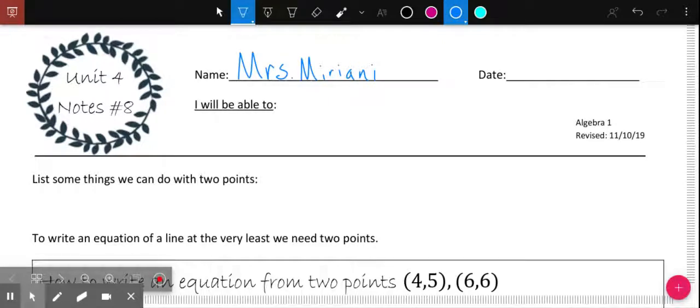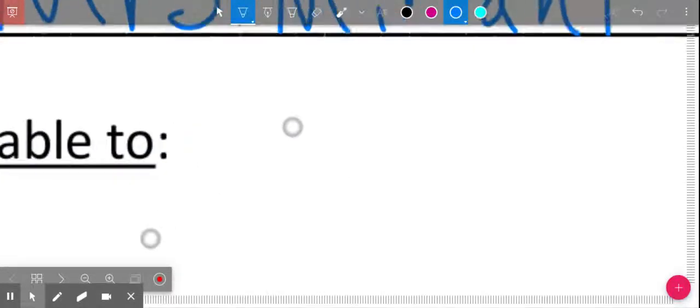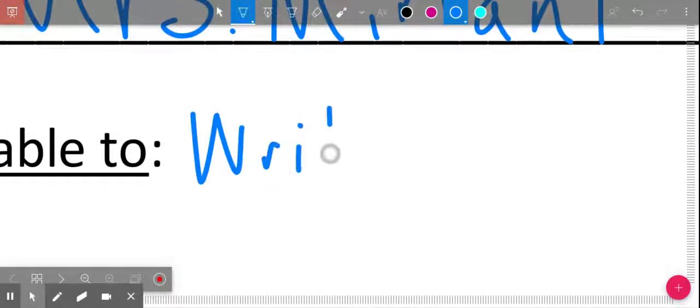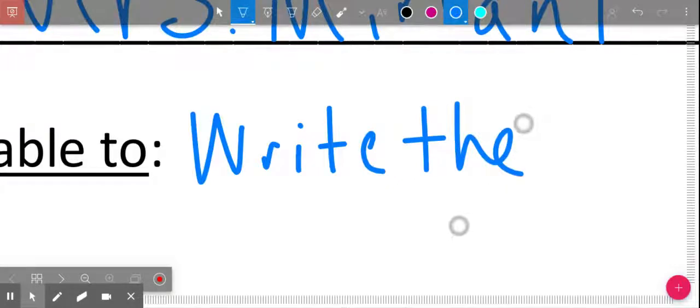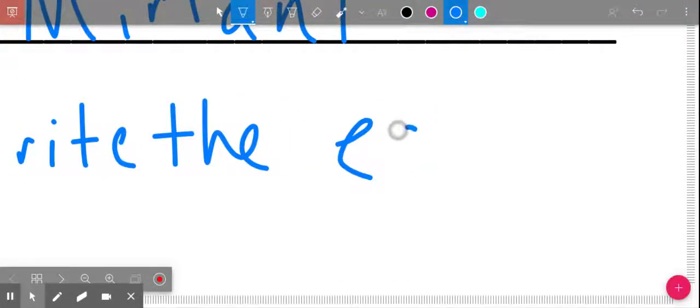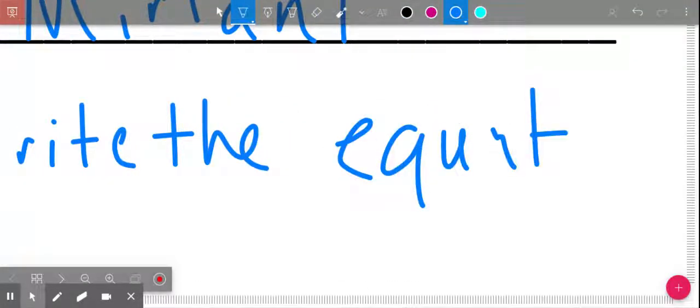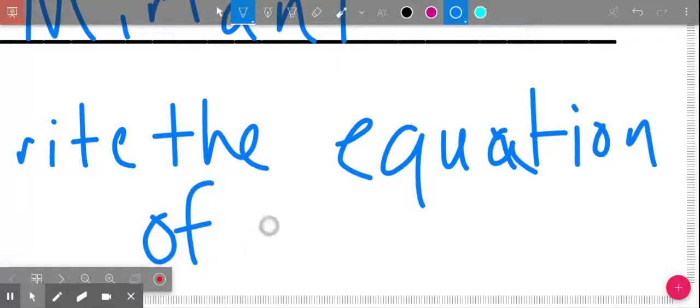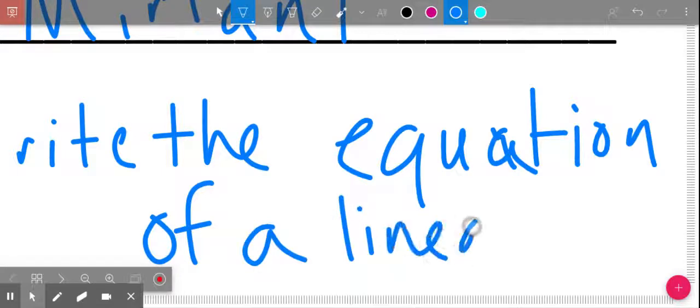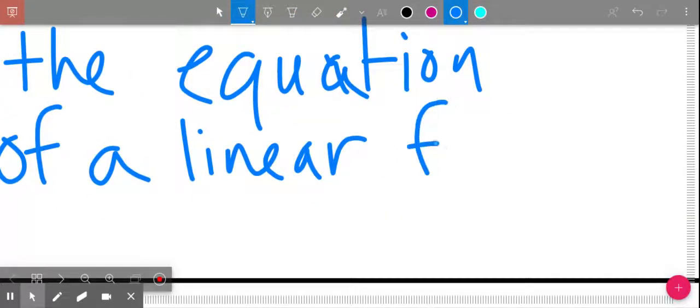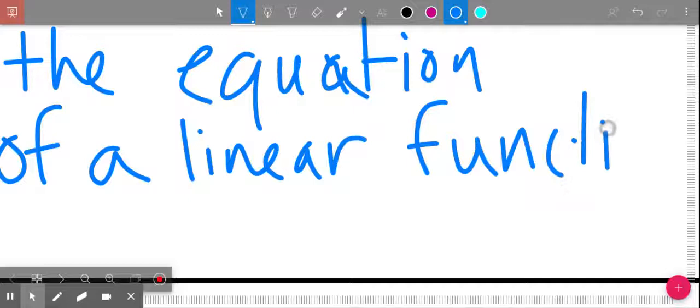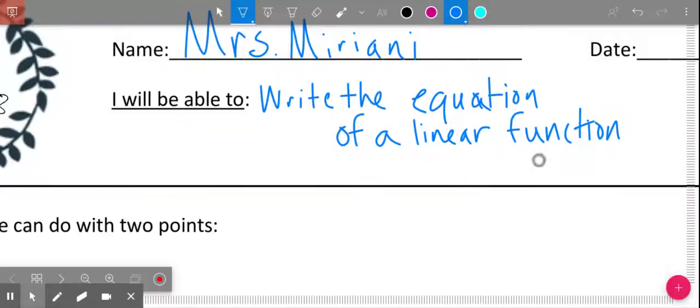Alrighty, so now we're going to be looking at Unit 4, Notes number 8. And our goal for today will still be, like I said in our last set of notes, we're still writing equations. So I will be able to write the equation of a linear function.